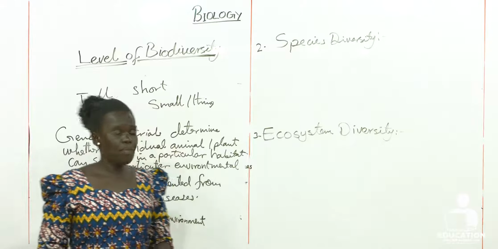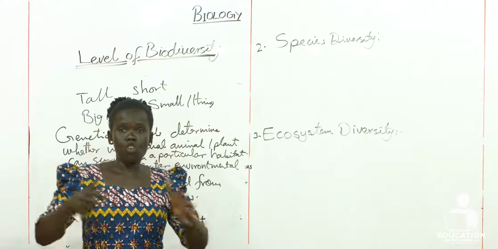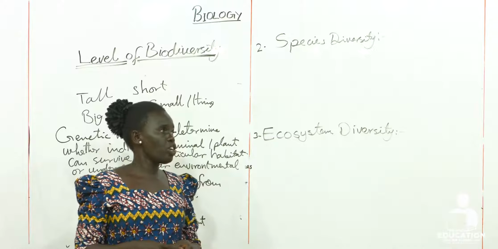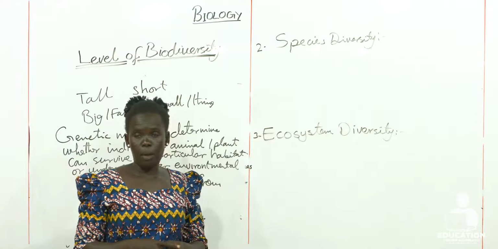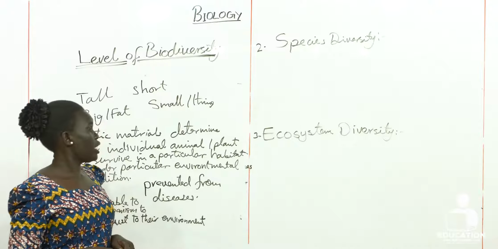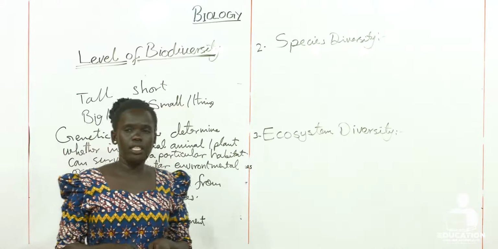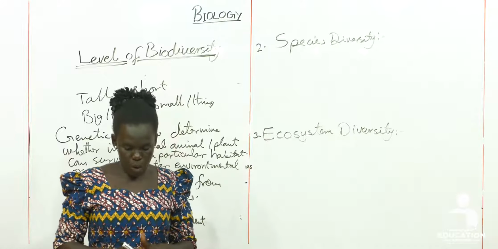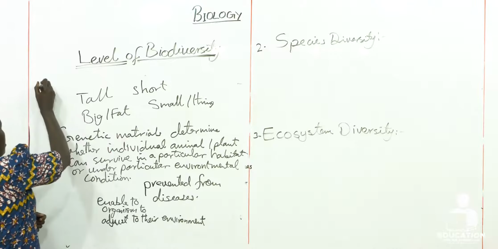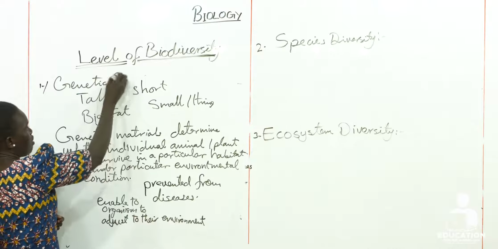That's why you'll find sometimes different species of plant growing in an environment or under a climate which is not its own, but that means adaptation has taken place through genetic variation. That's why it is able to grow in that environment. So we are done with one level of biodiversity, which is genetic diversity.